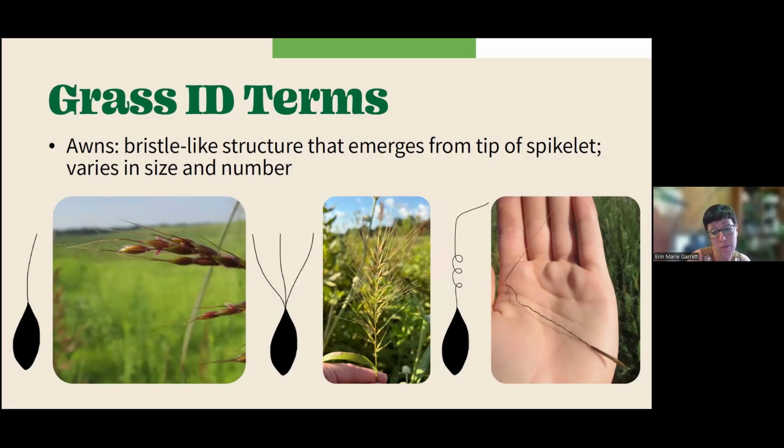It doesn't look the most pleasant to eat the seeds that have awns on them. So preventing herbivory is one of the main reasons. But again, for us, great for identification.